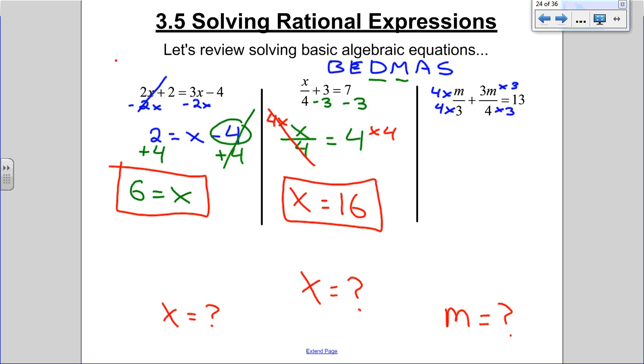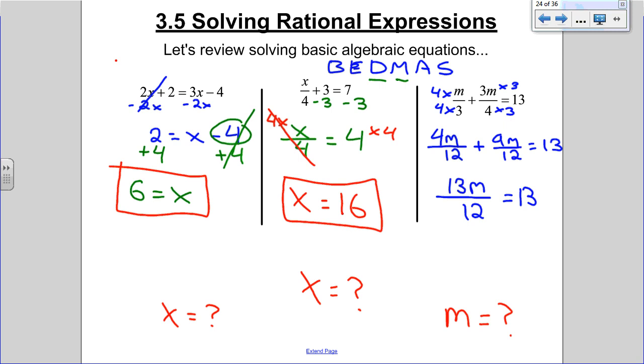That's going to give me 4m over 12 plus 9m over 12 equals 13. Now that I have common denominators, this is a good review of 2 days ago, I can add the tops together and the bottom just become 1. So 4m plus 9m is 13m. Divide by 12 equals 13. So you'll see I've combined my m's all together on one side of the equal sign, which was my goal.